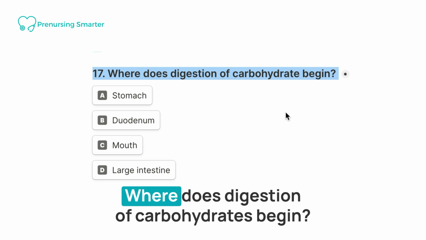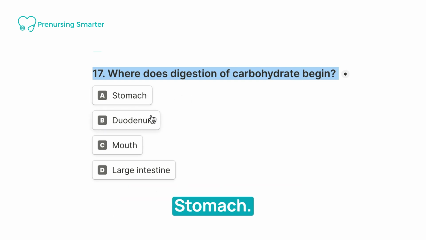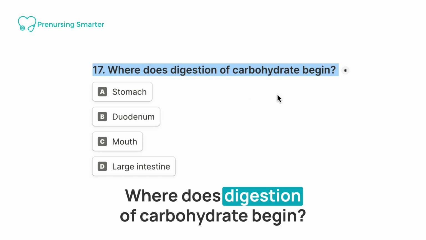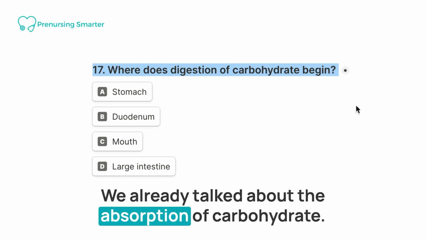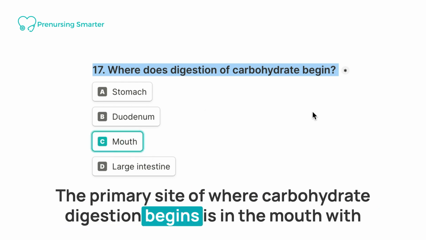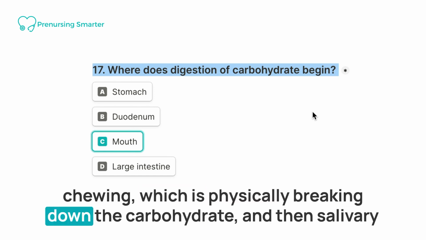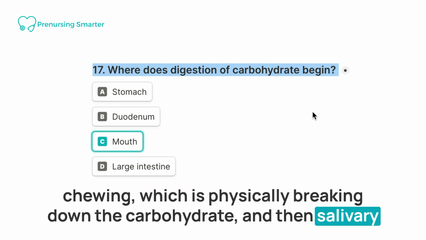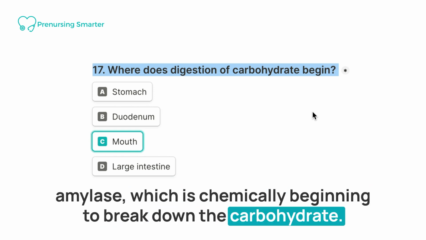Question 17. Where does digestion of carbohydrate begin? A, stomach, B, duodenum, C, mouth, D, large intestine. Where does digestion of carbohydrate begin? We already talked about the absorption of carbohydrate. The primary site of where carbohydrate digestion begins is in the mouth with chewing, which is physically breaking down the carbohydrate, and then salivary amylase, which is chemically beginning to break down the carbohydrate.